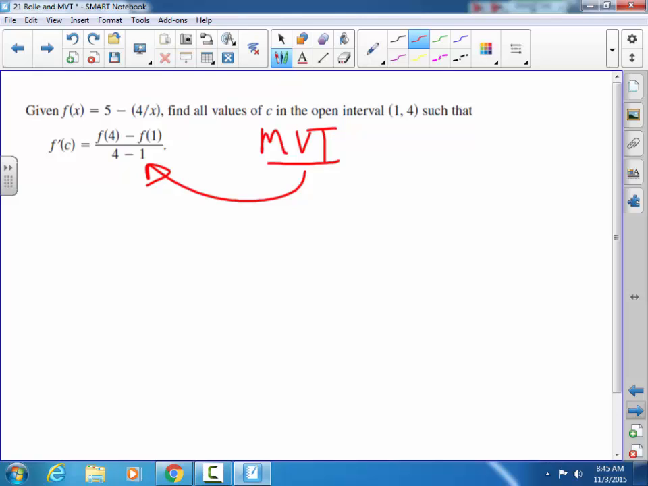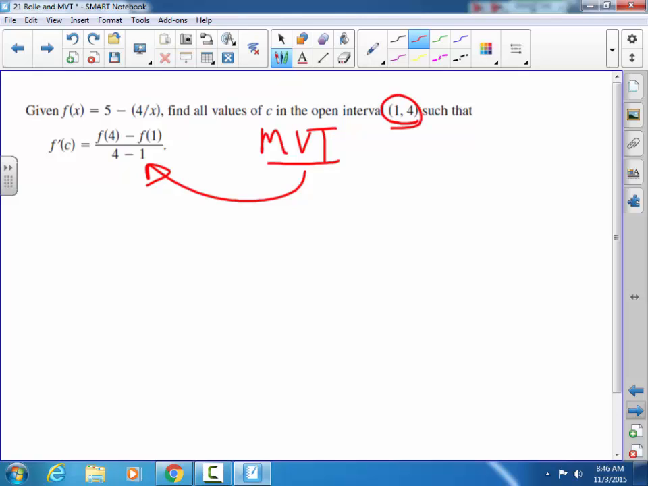Now, is the function continuous everywhere? No. Why not? Right. We can't put 0 in this function, so the function is not continuous everywhere. Is that a problem for us to solve this problem? Very good. It's a problem if we've got a different interval maybe.